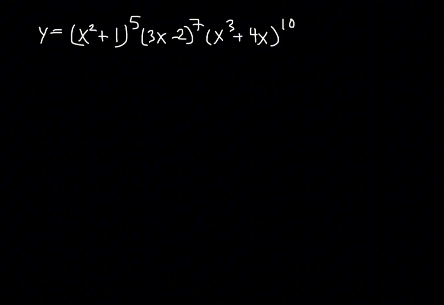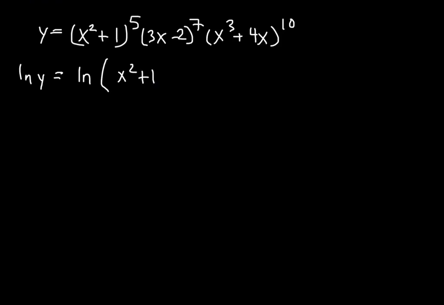So our first step is to take the log on both sides. So ln y is equal to ln of, I'll put a big bracket here, ln of (x squared plus 1) raised to the power of 5 times (3x minus 2) raised to the power of 7 times (x to the power of 3 plus 4x) raised to the power of 10.